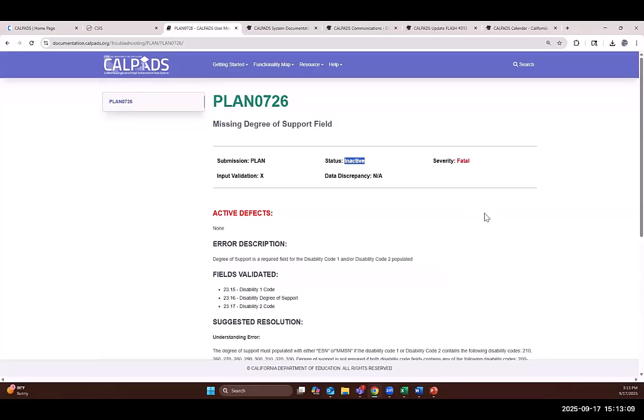Yeah, I think they're moving it to a data discrepancy. It's not going to be an input validation anymore, because we have to take grade level into account. So that complicates that validation. Perfect.